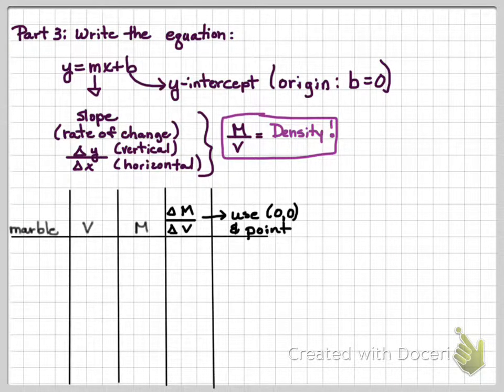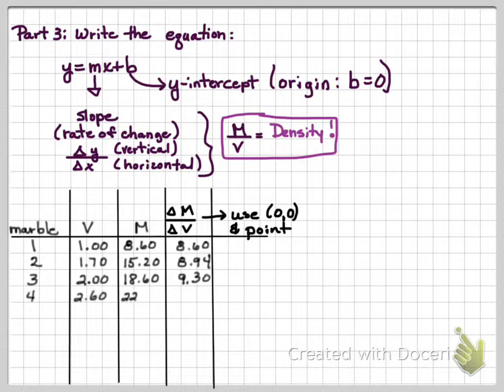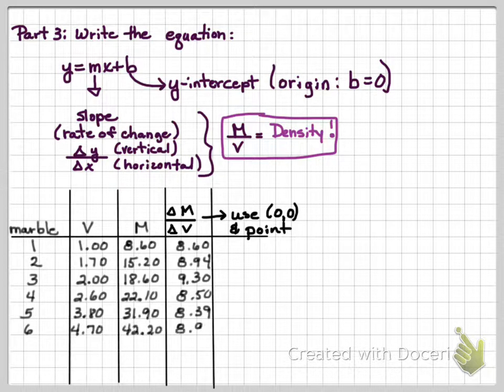Now let's go back once again and revisit our chart. We have the marble, the volume, the mass, and then the change in mass over change in volume. And we're going to find these slopes by using the point 0, 0 and the point that we have plotted. So when we do this, these are the values that we get. And you can see as the slope column is being filled in, these numbers are fairly close together. So we know that we've done a fairly good job of our graphing.